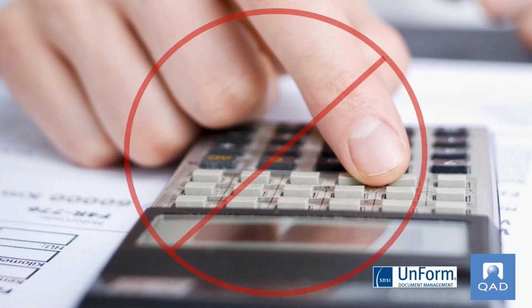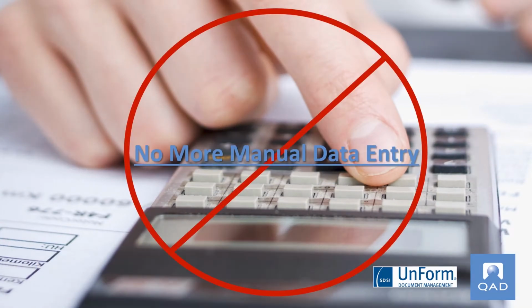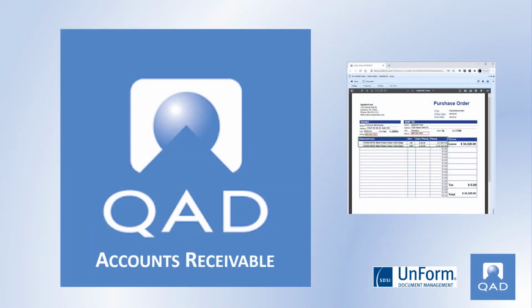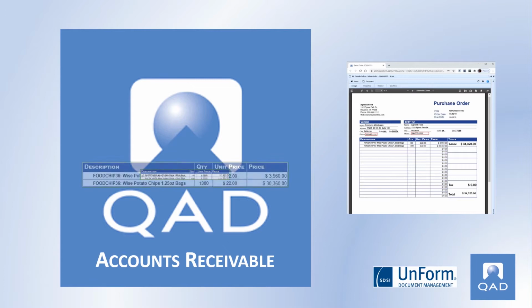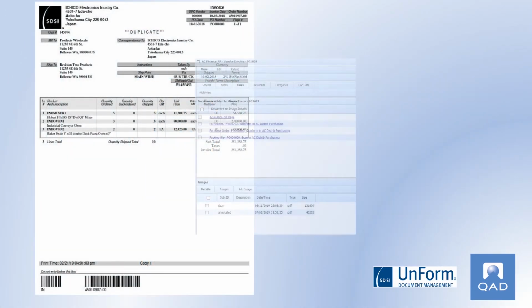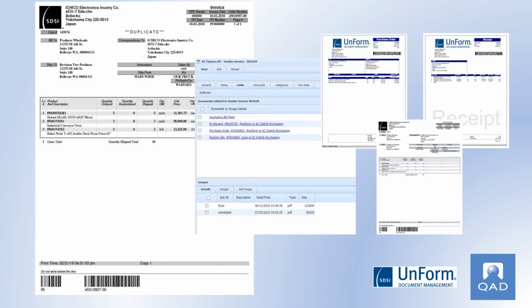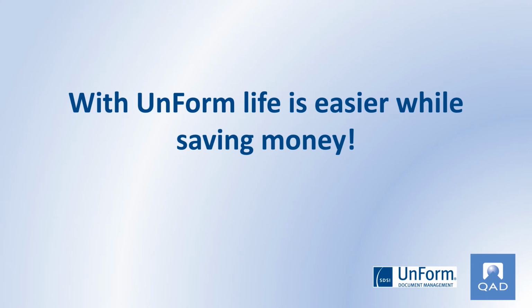No more manual data entry. UnForm will post data directly into QAD, saving time and money. UnForm's data extraction process saves time by automatically creating accounts receivable orders. It also extracts data from accounts payable invoices and matches against corresponding purchase orders, not only saving time, but increases accuracy. With UnForm, life is easier while saving money.